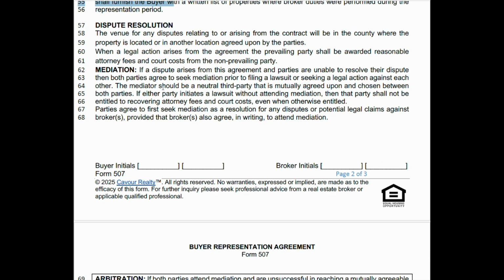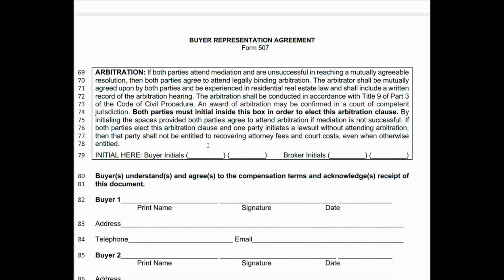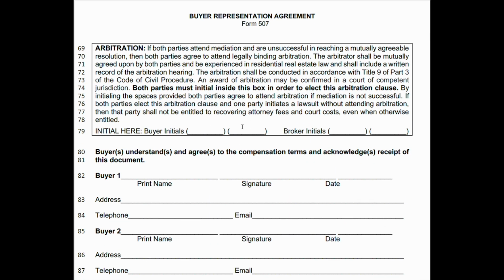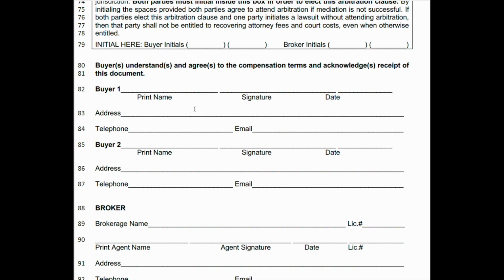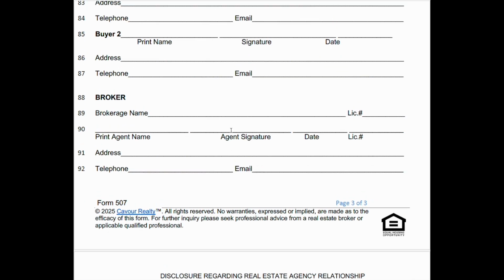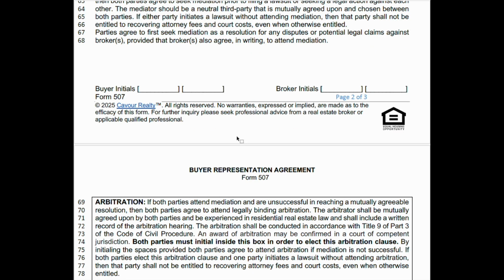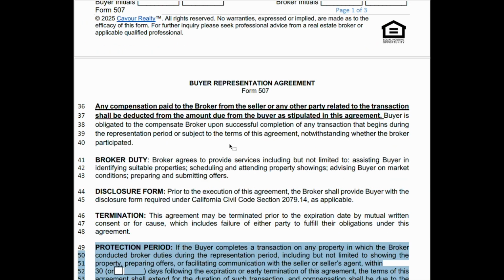There's dispute resolution. By default, the parties go to mediation. You and the buyer have an issue, you go to mediation first. Both parties initial. You can elect to do arbitration if you want, or skip it and just do mediation. And then you sign and the buyer signs down here on the bottom. This is on page 3, and you're done. That's it. It's a 3-page form. Covers all the bases, super simple, not too long and complex.